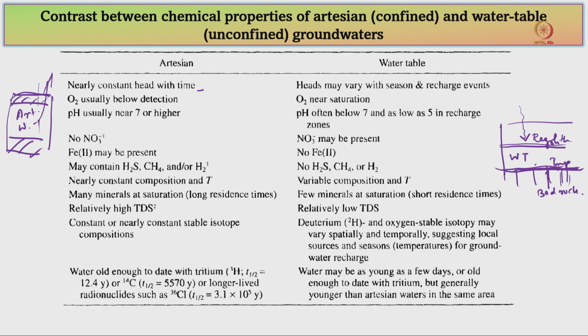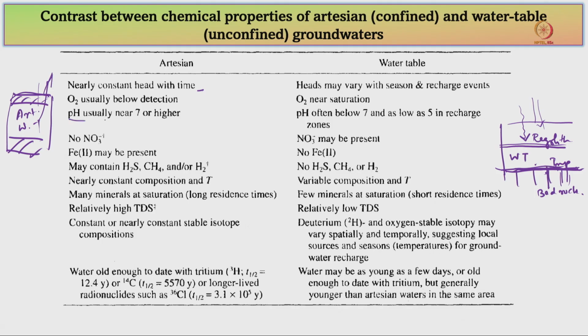The next thing is oxygen. In artesian wells, oxygen is usually below detection, because these are confined structures. There is no exchange of oxygen, there is no more fresh water entry. So, oxygen is almost depleted, it is well below the detection limit. Oxygen in the other type of water table, the non-artesian kind, is always near saturation. Okay, it is always near saturation because of its continuous replacement with the fresh water coming from the top.